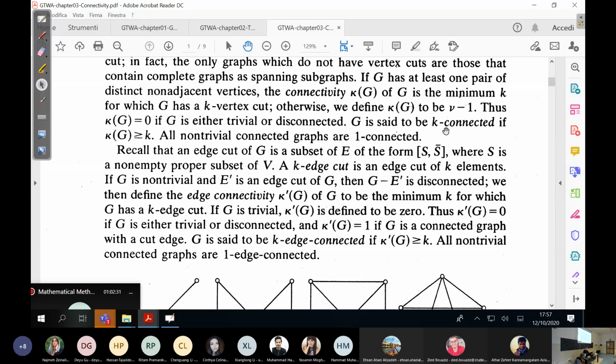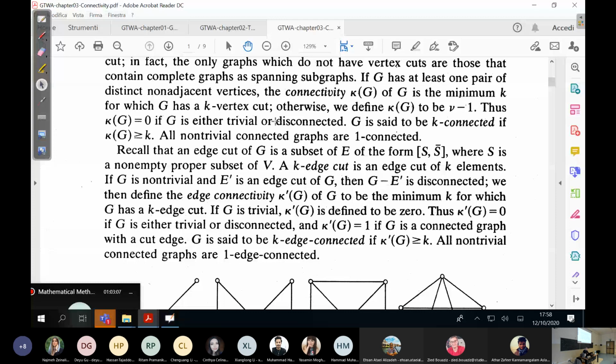Okay? G is said to be K-connected if kappa of G is greater than or equal to K. All non-trivial connected graphs are necessarily one-connected, meaning that they are at least one-connected. So the number that you have is that it is K-connected with K greater than or equal to 1. This should be said in a proper way.